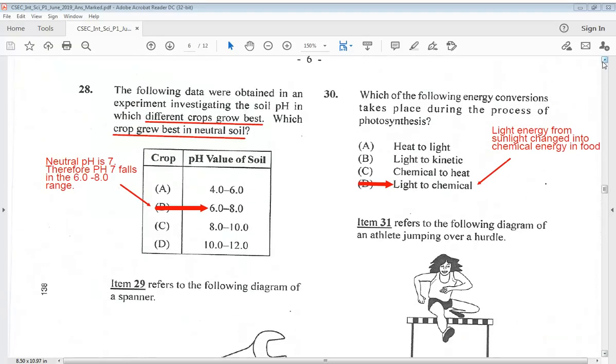It says, which of the following energy conversions takes place during the process of photosynthesis? A, heat to light, B, light to kinetic, C, chemical to heat, or D, light to chemical. We know the answer is D, light to chemical. We know that light energy from sunlight changes into chemical energy in food.